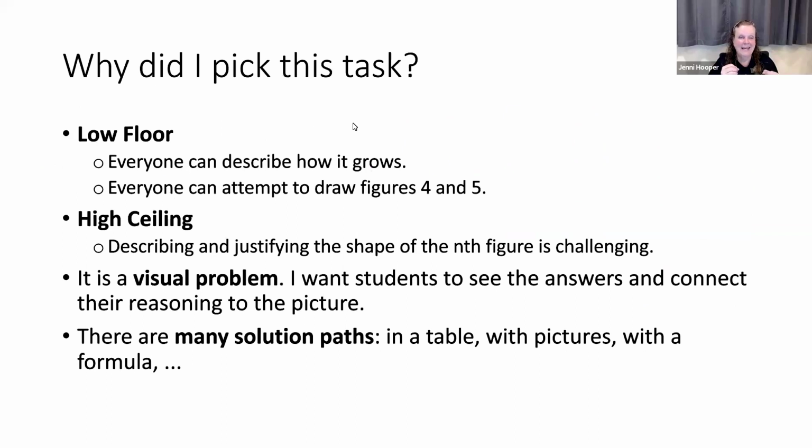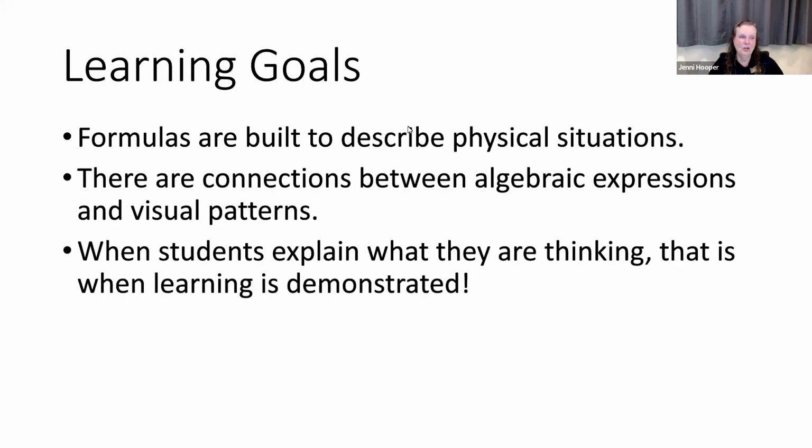I picked this task because it has a low floor. Everyone can describe how it grows, and I think everyone can figure out how to get to 4 and 5. It has a high ceiling in that describing and justifying the shape of the nth figure is challenging. It's visual, and I want the students to see the answers and connect their reasoning with the picture. And there are many solution paths: table, pictures, formulas. That's why I chose this task, and it meets my learning goals.